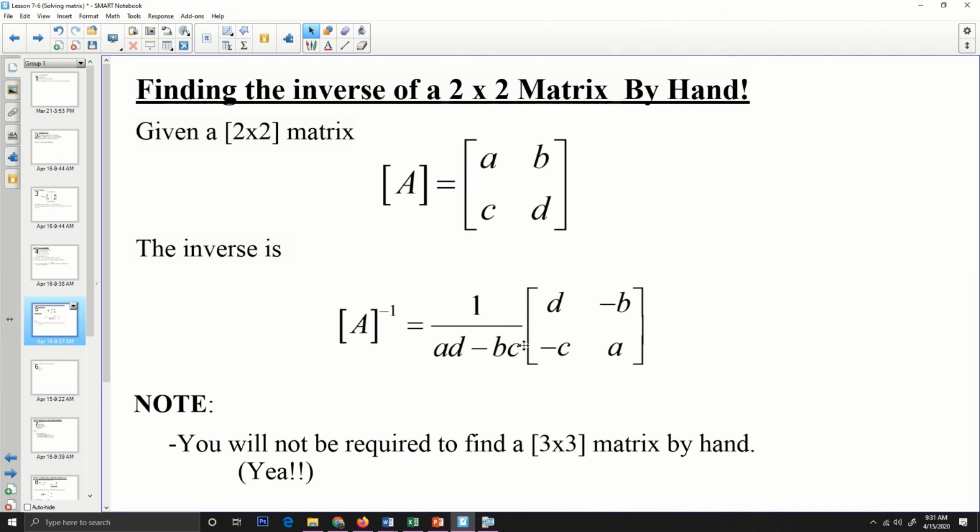All right. Now you will not be required to find a 3 by 3 inverse by hand. That process is rather involved and takes probably 3 or 4 more steps. This is pretty simple, but that one is significantly harder. But let's do an example.